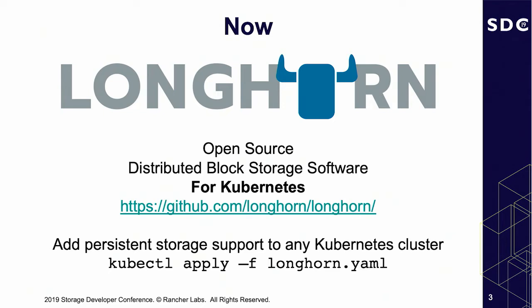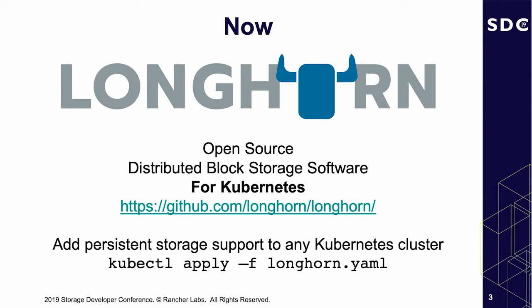Now we call Longhorn open source distributed block storage software for Kubernetes. You can take a look at the details at github.com/Longhorn. We're very lucky to have that handle. Longhorn can add persistent storage support to any Kubernetes cluster with just one line of kubectl command. Of course, you can also install Longhorn with a Helm chart, or when you're running Rancher, you can use Rancher to install Longhorn apps.